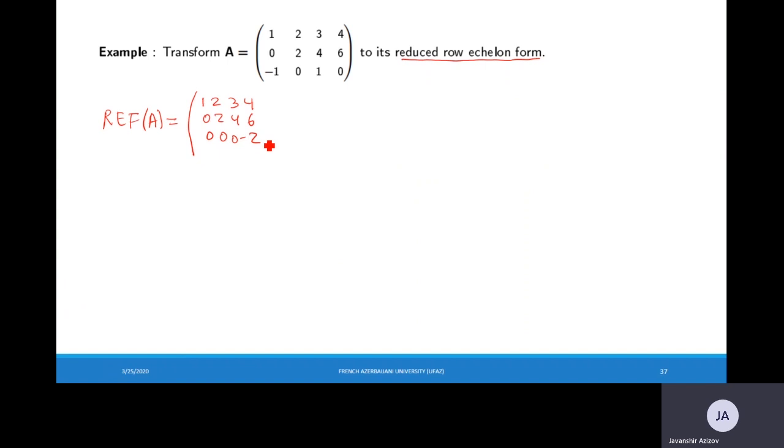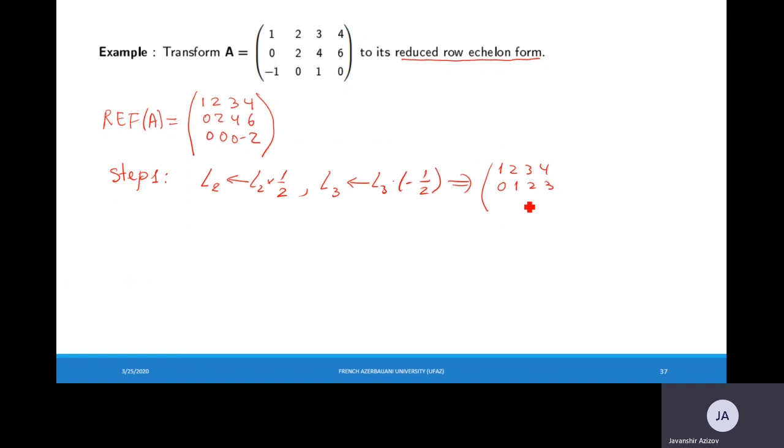Step 1. All leading coefficients will be 1. Because of this, we use these elementary operations. Instead of L2, we write L2 times 1 over 2, and instead of L3, we write L3 times minus 1 over 2. From here, our new matrix will be this one: 1, 2, 3, 4; 0, 1, 2, 3; 0, 0, 0, 1.